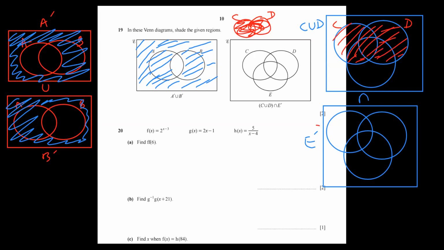And this is E complement. E is below. Except the circle of E, shade everything. So I'm shading everything except E.